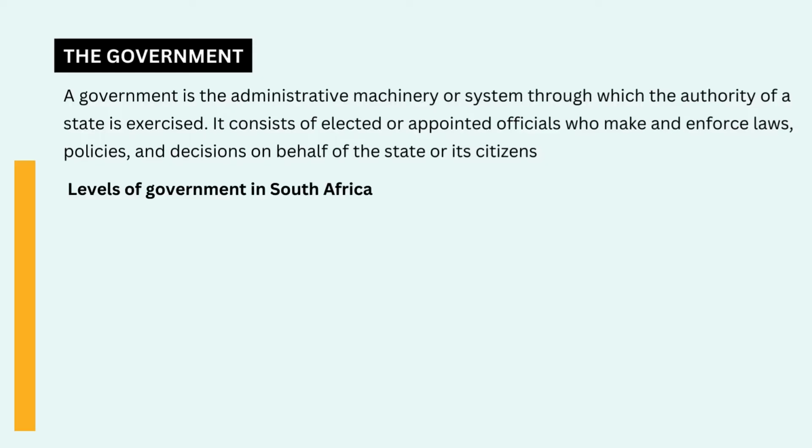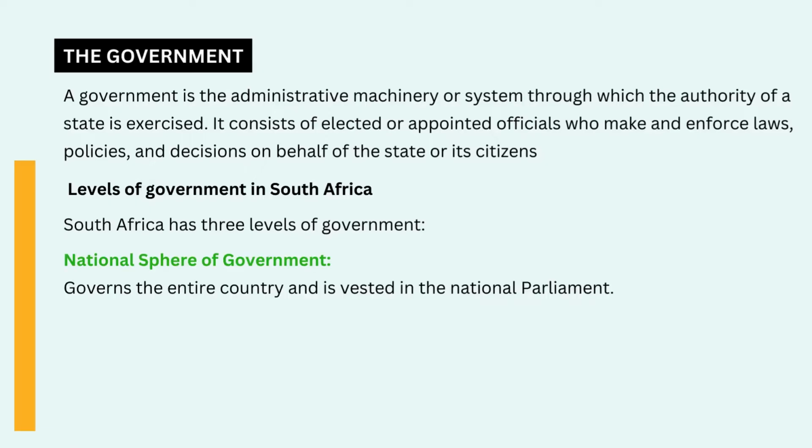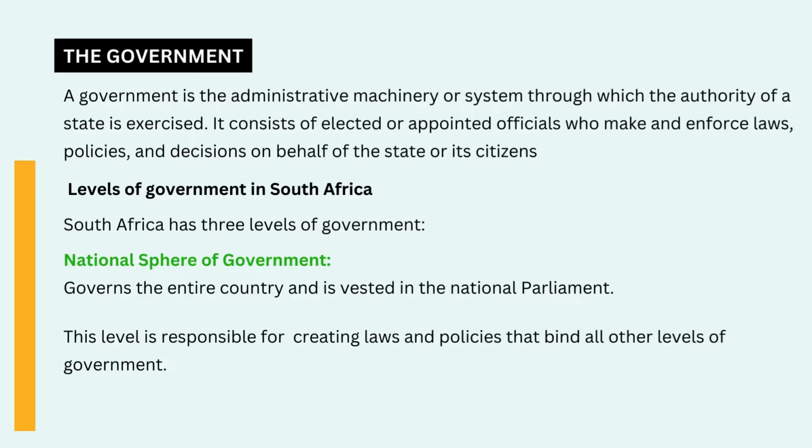Levels of government in South Africa. South Africa has 3 levels of government. They are: 1. The national sphere of government. The national sphere governs the entire country and is vested in the national parliament. This level is responsible for creating laws and policies that bind all other levels of government.